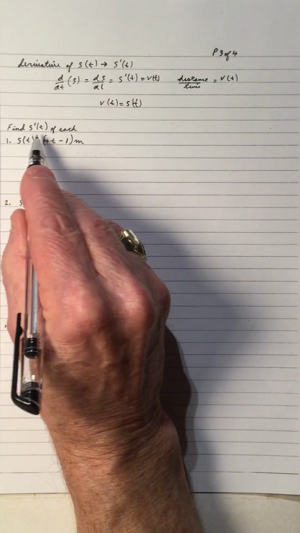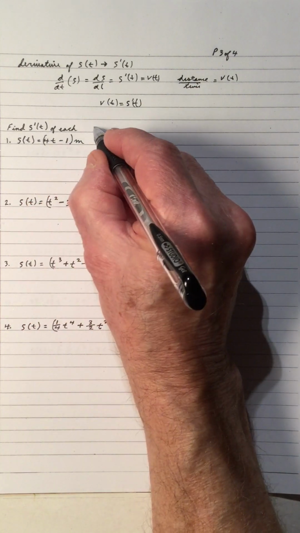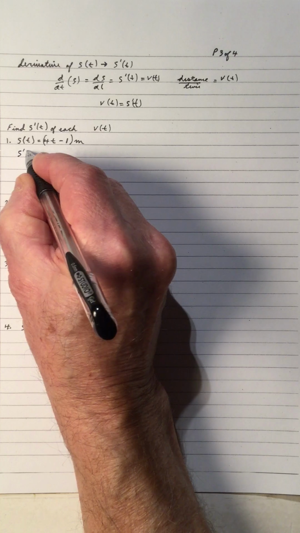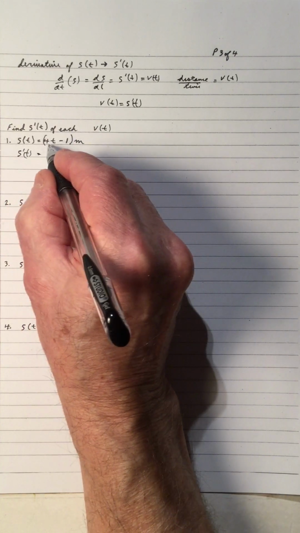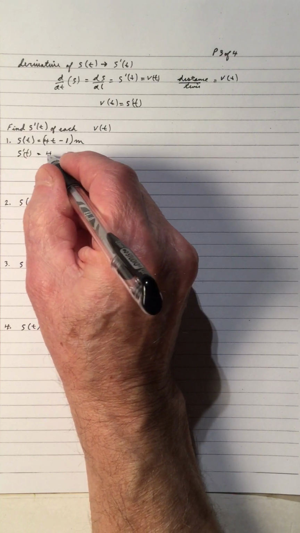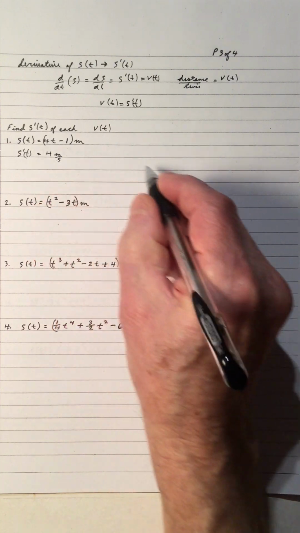So find the s prime of t for each. That means we're finding v of t, the velocity. So the s prime of t is, the derivative of 4t is 4. The derivative of 1 is 0. So the velocity is 4 meters per second.